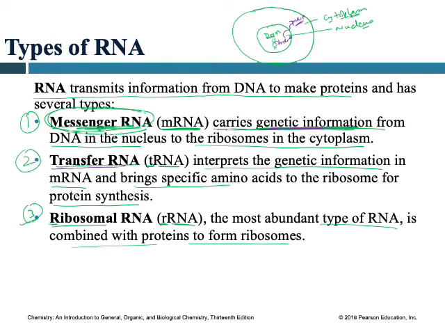Transfer RNA interprets the genetic information. Now the mRNA that has the information needs to be interpreted. Somebody needs to read this information, what's written in it, so that they can start working. So this interpretation is done by transfer RNA, right?